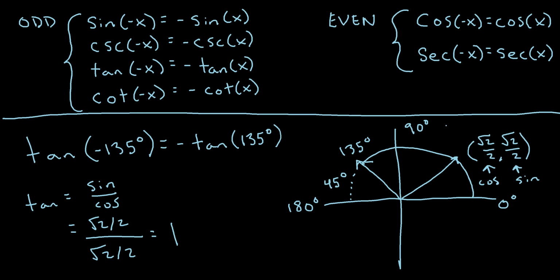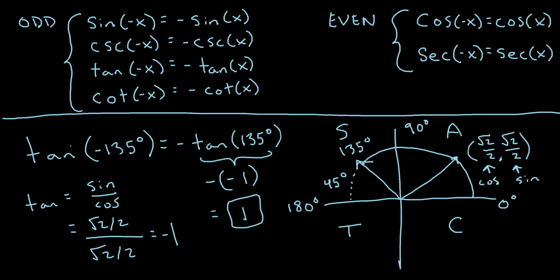So if we think of our acronym, all students take calculus, A, S, T, C, these letters tell us which trig functions are positive in which quadrant. So in this quadrant right here, quadrant 2, only sine is positive. So tangent will actually be negative. So the tangent of 135 degrees will be -1. But remember, we have to take the negative of this value, so the negative of -1. So that actually turns out to be a +1. So that's our final answer. The tangent of -135 degrees is just 1.